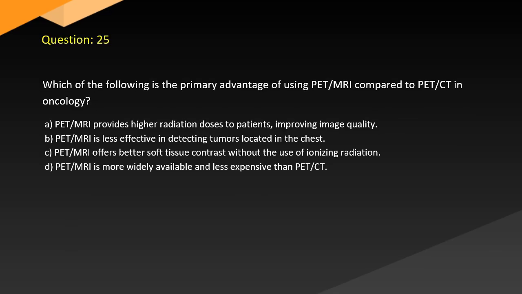Question 25. Which of the following is the primary advantage of using PET/MRI compared to PET in oncology? A. PET/MRI provides higher radiation doses to patients, improving image quality. B. PET/MRI is less effective in detecting tumors located in the chest. C. PET/MRI offers better soft tissue contrast without the use of ionizing radiation. D. PET/MRI is more widely available and less expensive than PET.